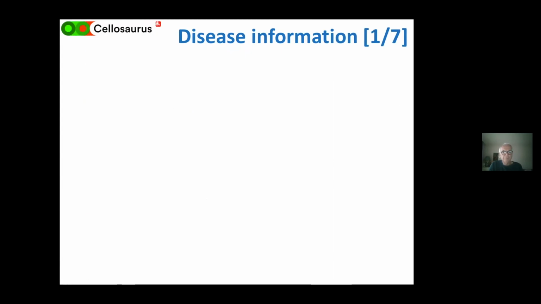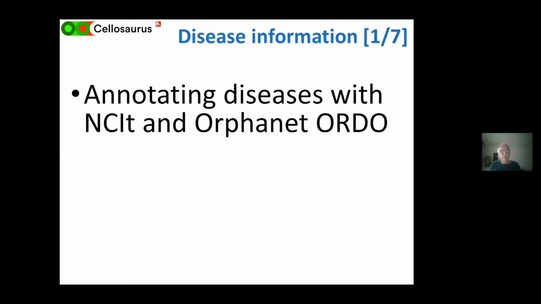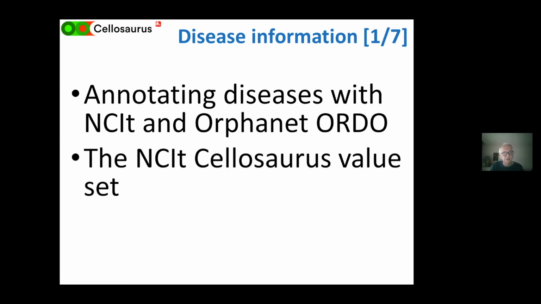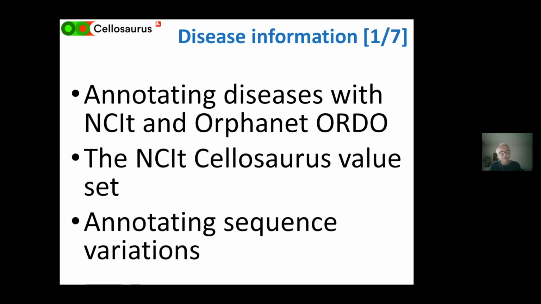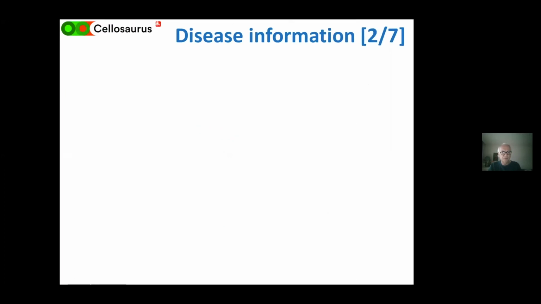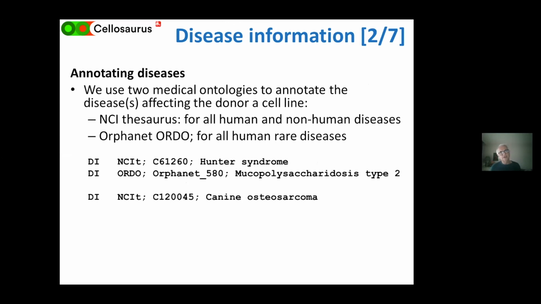Okay, disease information. That's quite important. We annotate disease, as you will see, with the NCI Thesaurus and Orphanet ORDO. So there is what is called an NCI Cellosaurus value set, and we annotate sequence variation. So the first thing is annotating disease. We use two medical ontologies to annotate the disease affecting the donor of a cell line: the NCI Thesaurus for all diseases, human and non-human, and Orphanet ORDO for all human rare diseases.